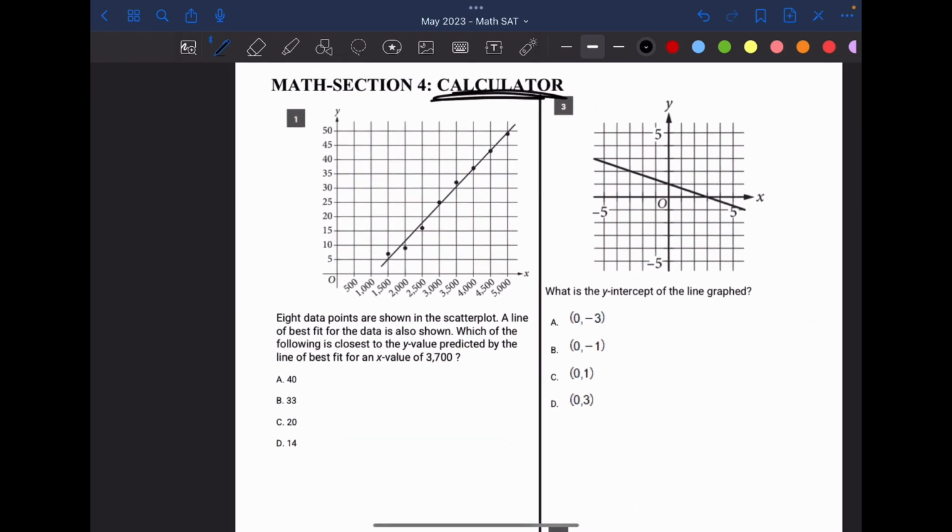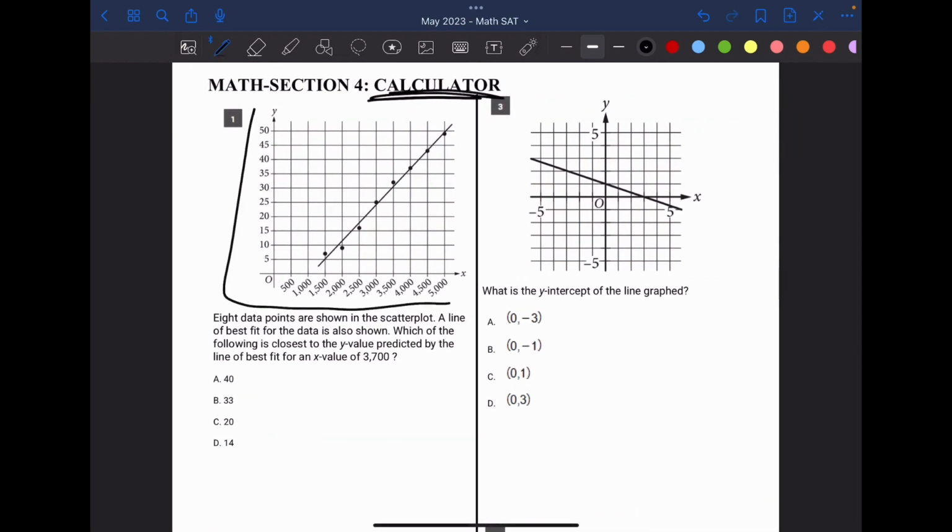But yeah, first question, we have a plot here, and then it's asking us that we have 8 data points, so if you count these points, that would be 8 of them. We don't really care about that, to be honest. And then we have a line of best fit. A line of best fit is this line over here. It's basically an approximation for all the dots that we do not have.